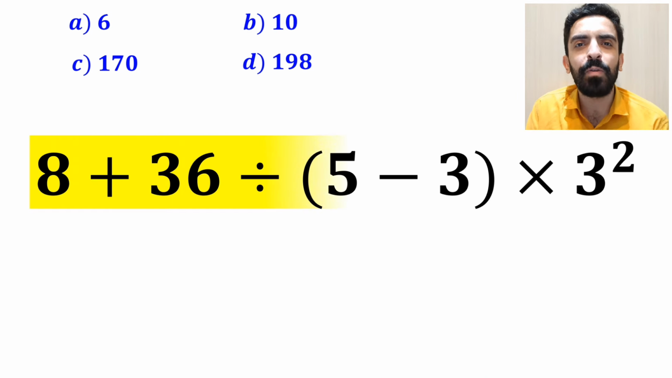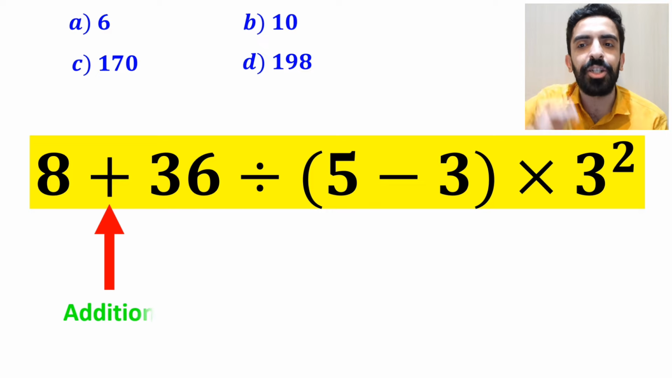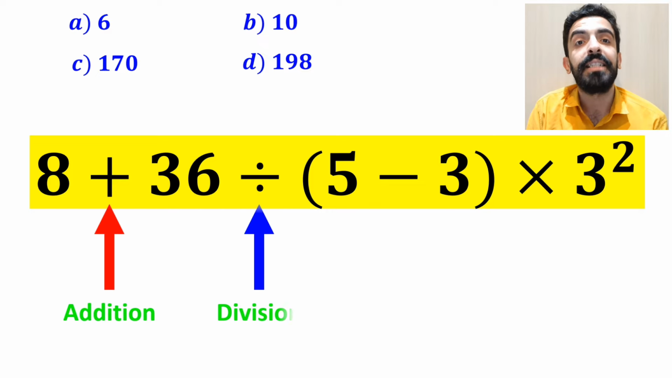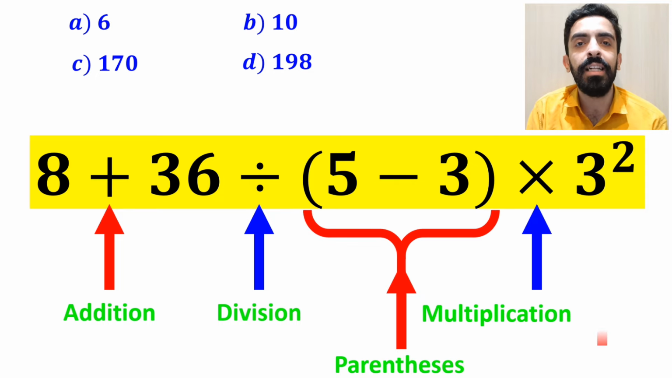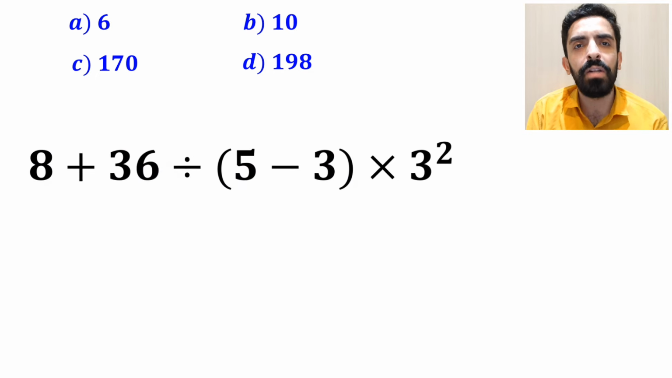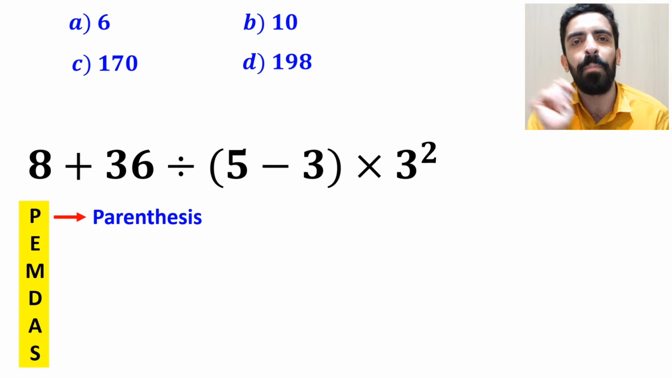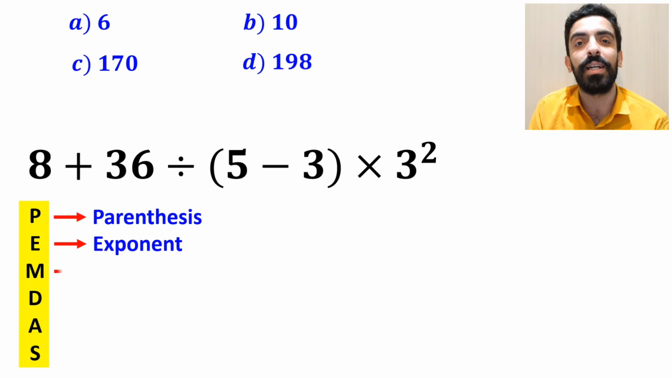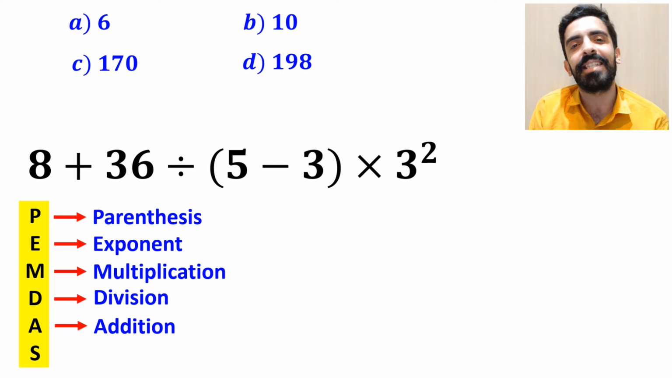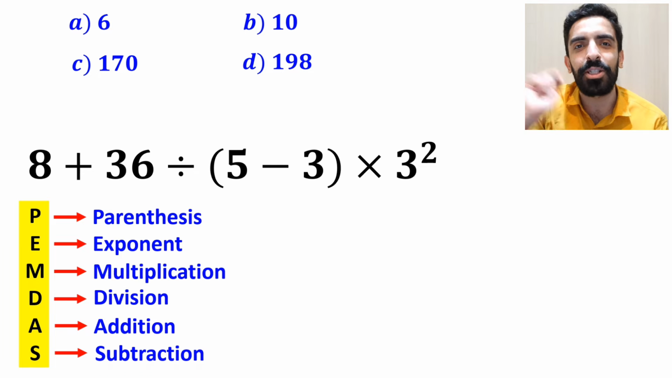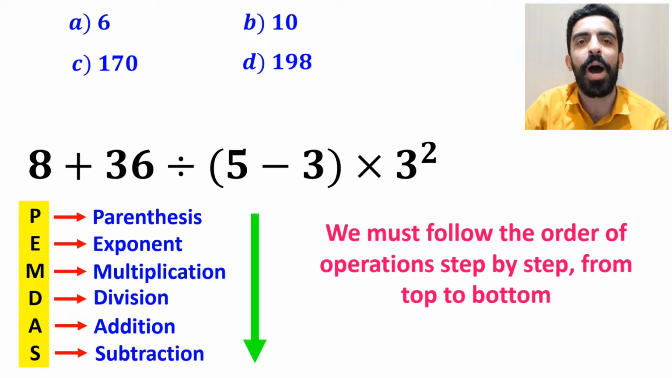Alright, now let me show you how to solve this expression properly. As you can see in the image, in this expression, first we have an addition sign, then a division sign, followed by parentheses, then a multiplication, and finally an exponent. To solve this problem, we must follow the PEMDAS rule. In this rule, P stands for parentheses, E stands for exponent, M stands for multiplication, D stands for division, A stands for addition, and S stands for subtraction. We must follow the order of operations step by step from top to bottom.